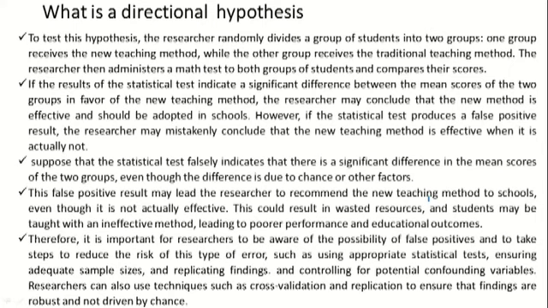When we were beginning the other course, I talked about the confounding variables in the study. And at the moment now, we know what the confounding variables are. So you should be able to control for the confounding variables in the study. And researchers can also use techniques such as cross-validation and replication to ensure that findings are robust and not driven by chance.